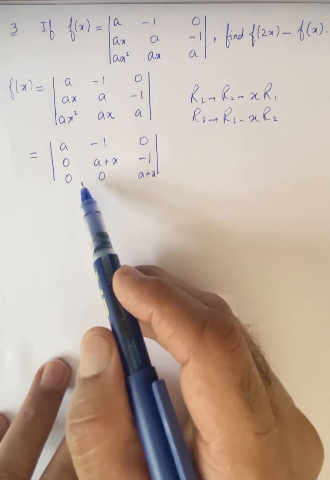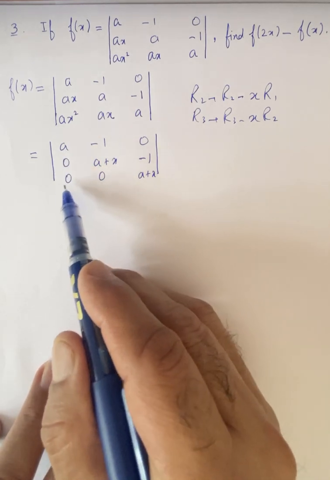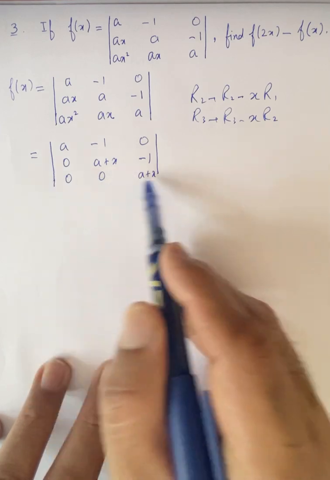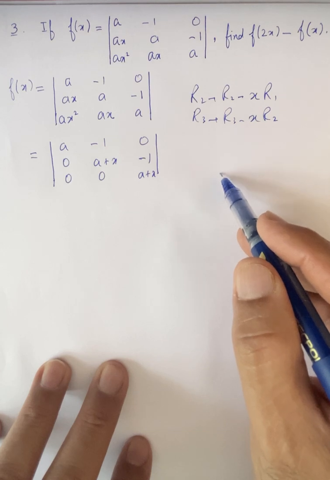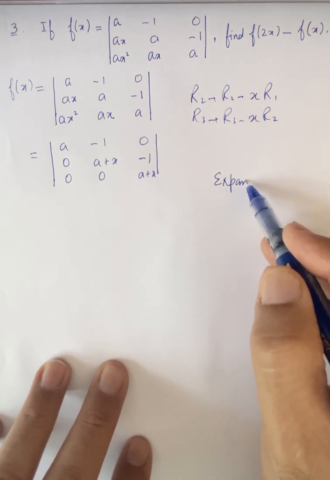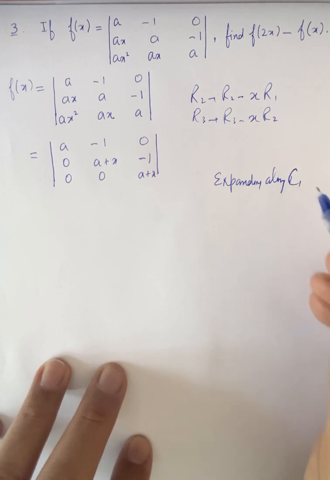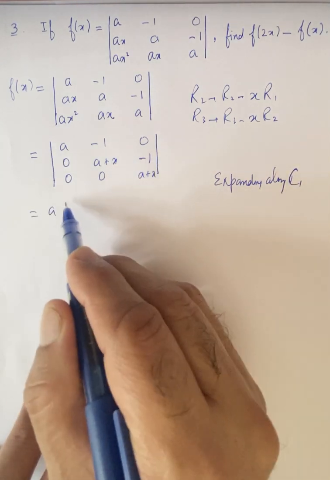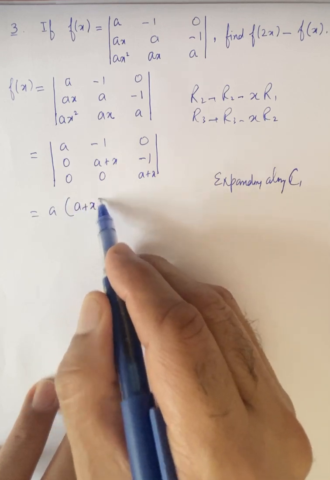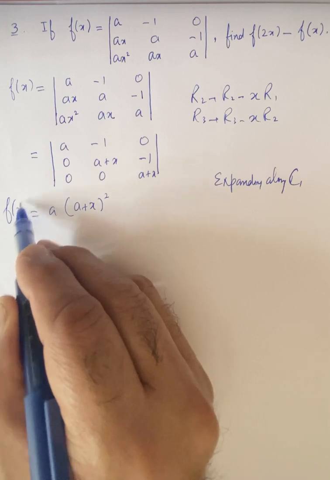Now if we see the elements of the first column, we have two zeros, and in the elements of the third row, again there are two zeros. So we expand along the elements of C1. This will be a and this minus this. It's a plus x whole square. So this is f of x.